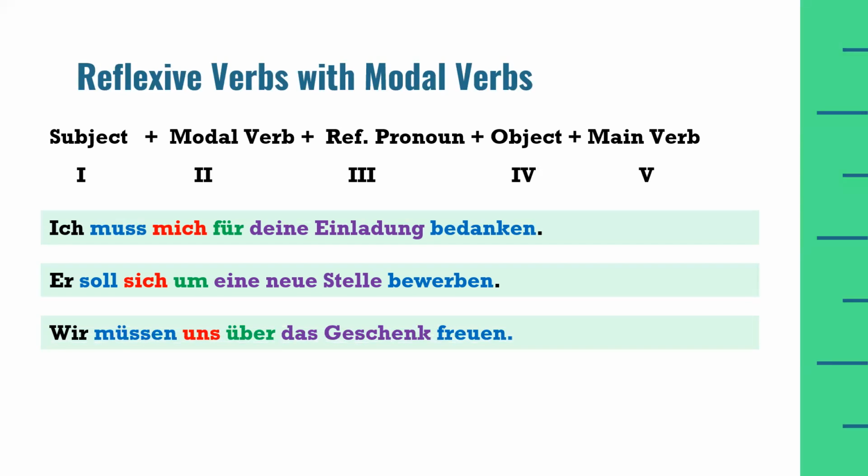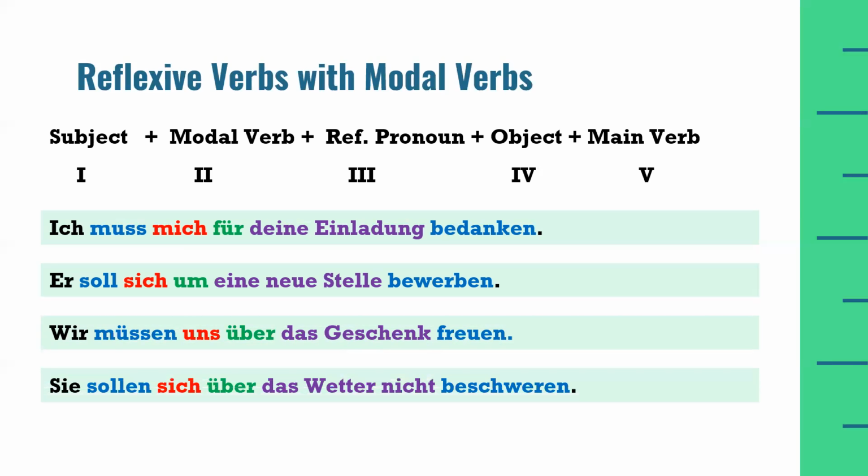Wir müssen uns über das Geschenk freuen. Again, in this sentence, wir comes at the first position, müssen remains müssen for the subject wir, and at third position, we will use the reflexive pronoun uns for the subject wir. Then comes über das Geschenk, and freuen is the main verb that will come at the last position of the sentence.